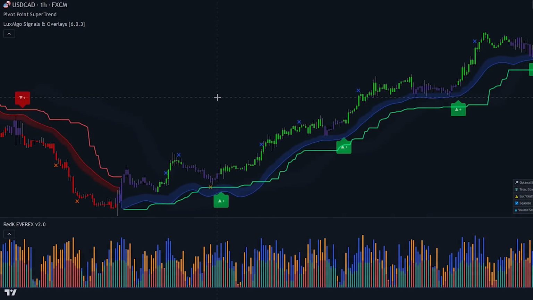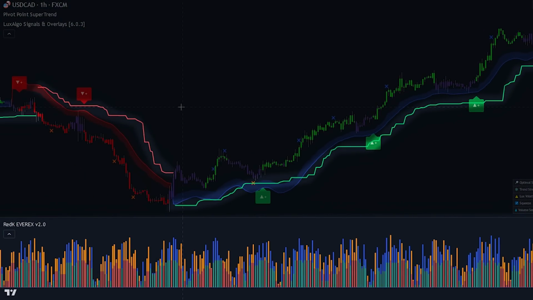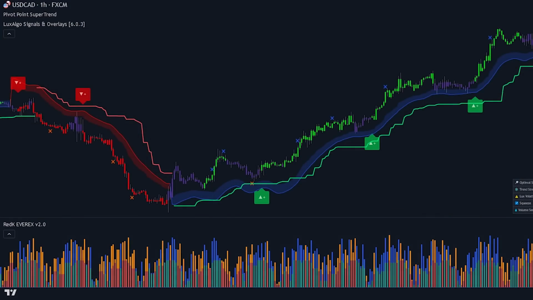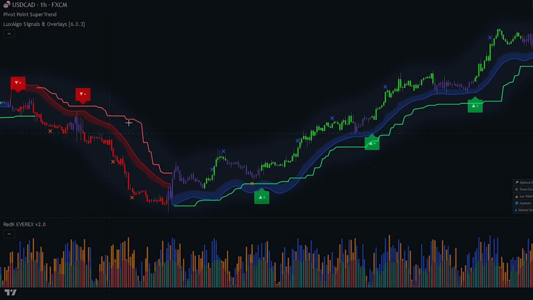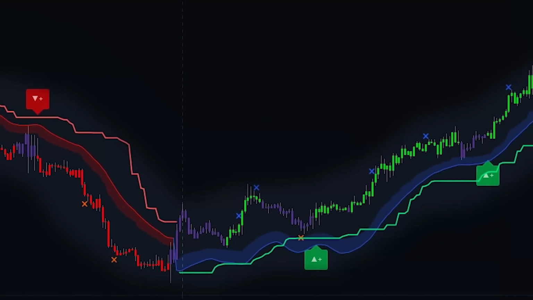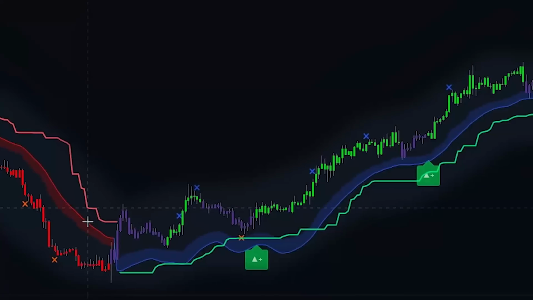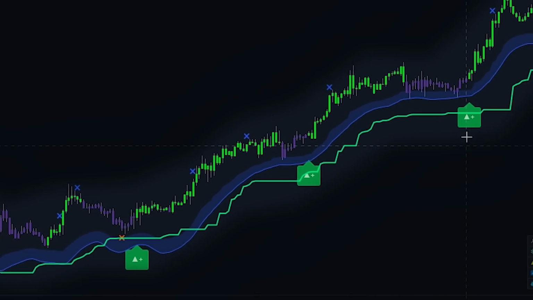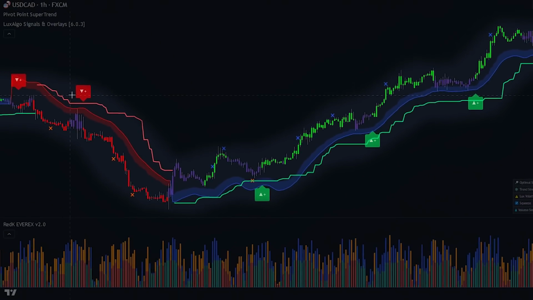As you can see, here we have the Pivot Point Supertrend and the price and volume bands of the red K-Everix enabled. However, along with these indicators, we have also added the premium LuxAlgo Signals & Overlays indicator. By combining the signals provided by the premium indicator with the signals provided by the Pivot Point Supertrend and red K-Everix indicators, it's possible to enter into extremely profitable positions.